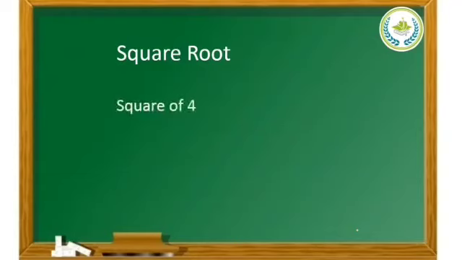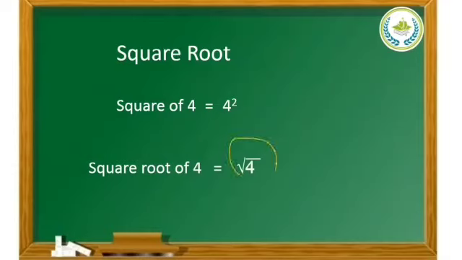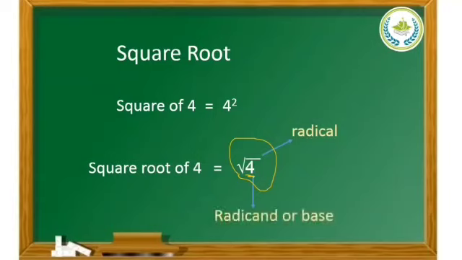Square of 4 is equal to 4 raised to power 2. But to represent the square root of 4, we show it with a symbol and the number is written inside the symbol. The symbol is called radical and the number inside the symbol is called radicand or the base.